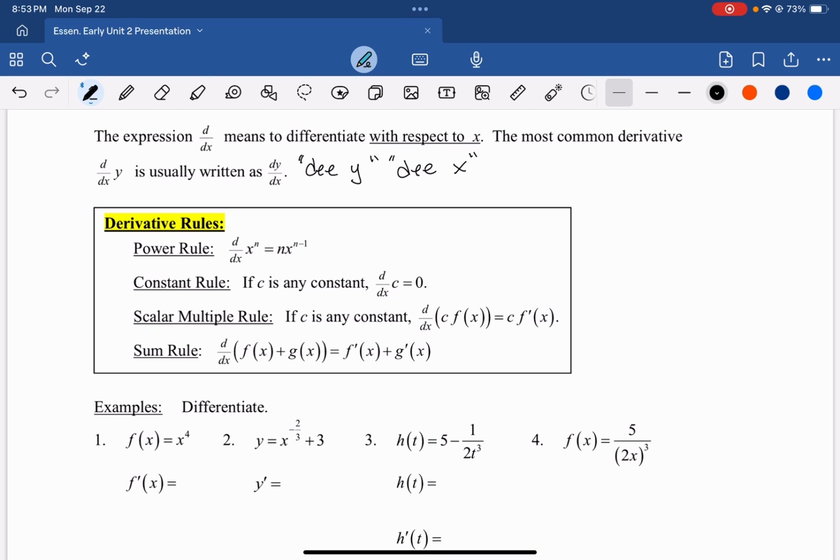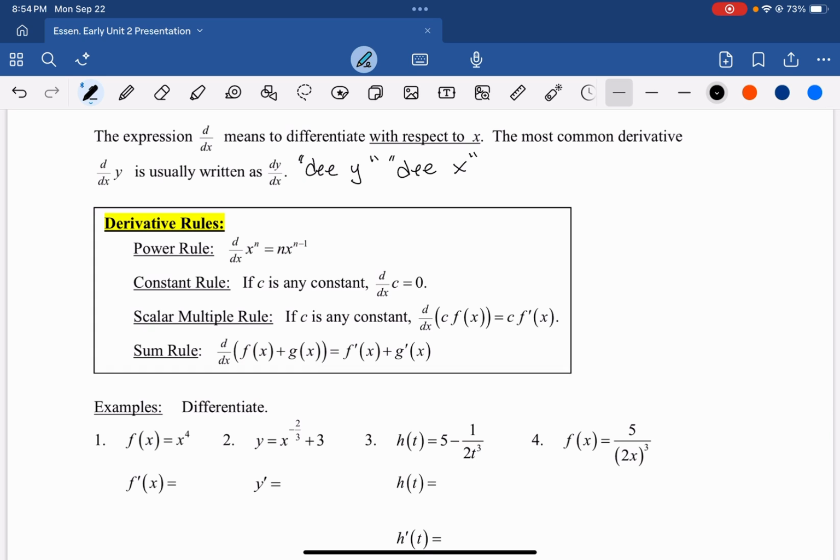Second is our constant rule. If c is any constant, then d/dx of c equals 0. So if I have just a constant hanging out there, our derivative is 0. That's also seen in example 1 in 2.1. Next is our scalar multiple rule. If c is any constant, then d/dx of c times f of x, we can pull that c out and then take our derivative, which we'll see a little bit here.